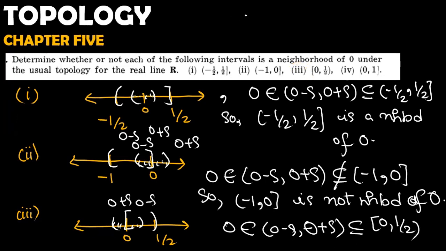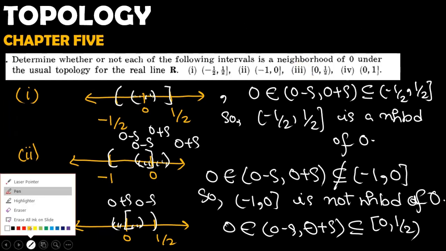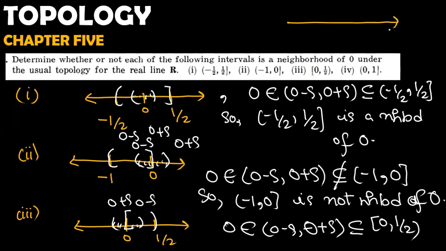Now this is our last example. First I make the figure of it like this. 0 is here and 1 is here. So this is open and plus. Again, the same goes with this. So the only half open and closed interval which is a neighborhood of 0 is this, while the others are not a neighborhood of 0. I hope it is super clear.